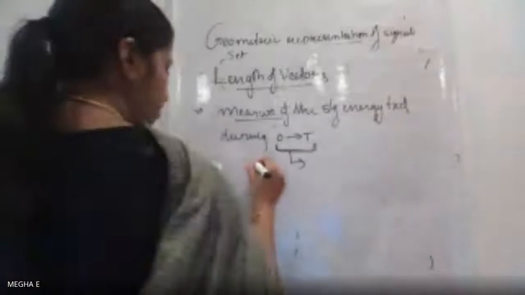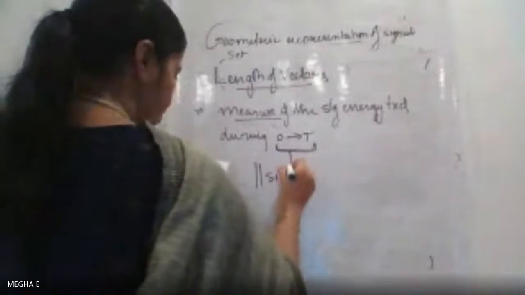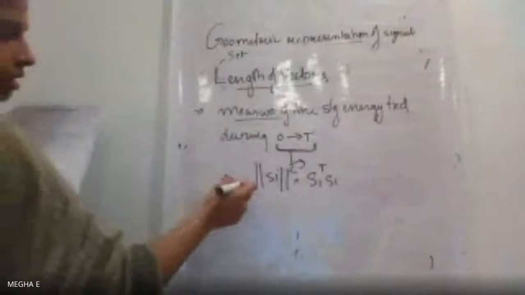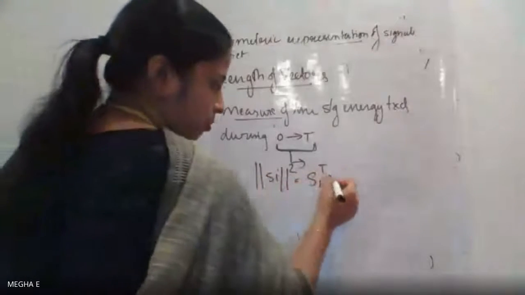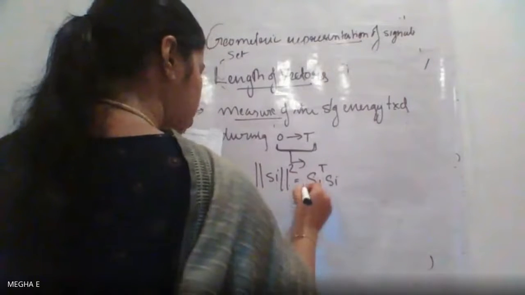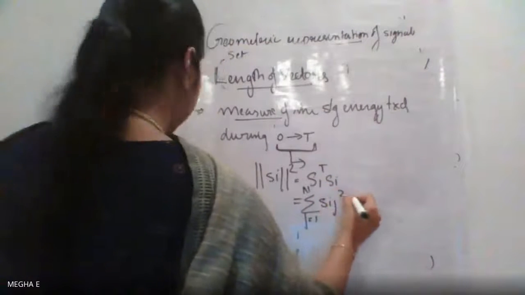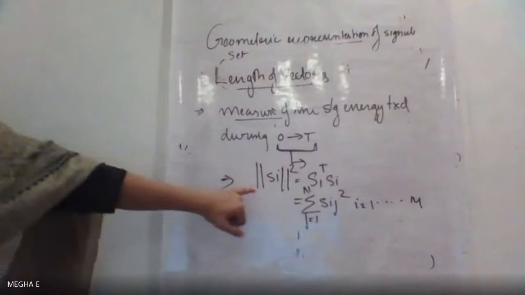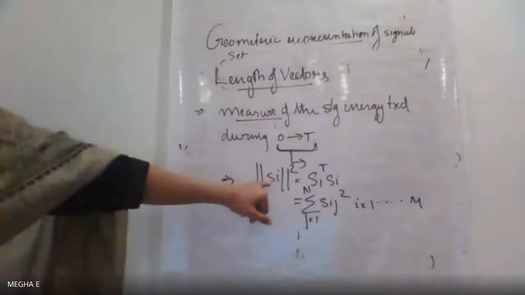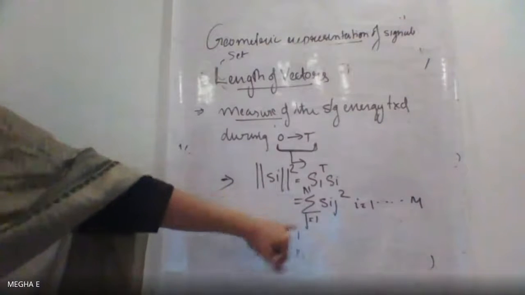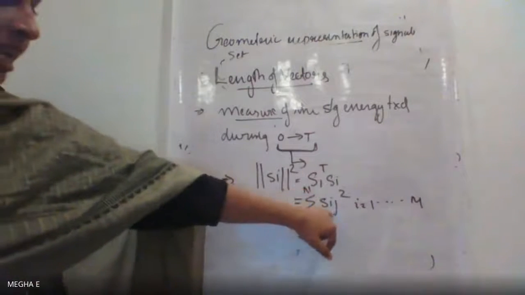So this length can be written as the norm squared of Si, which is nothing but Si transpose into Si, and which can also be written as the summation over j equal to 1 to n of Sij square, where j can take the values 1, 2, 3, up to n. So the length of a vector is denoted by the norm squared, that is ||Si|| square, which is Si transpose into Si, also written as the summation j equal to 1 to n of Sij square.